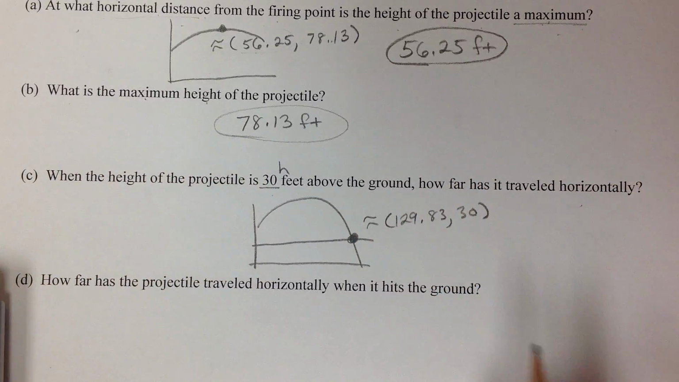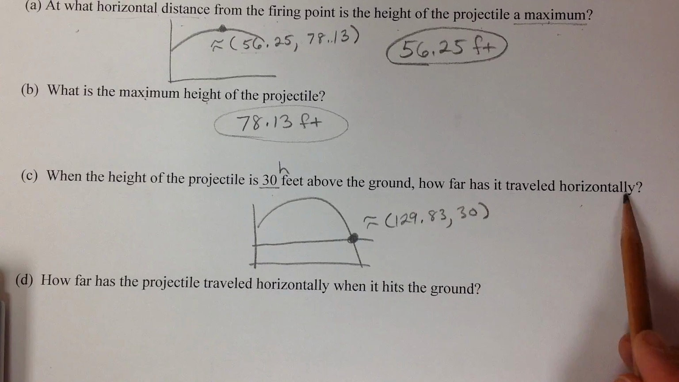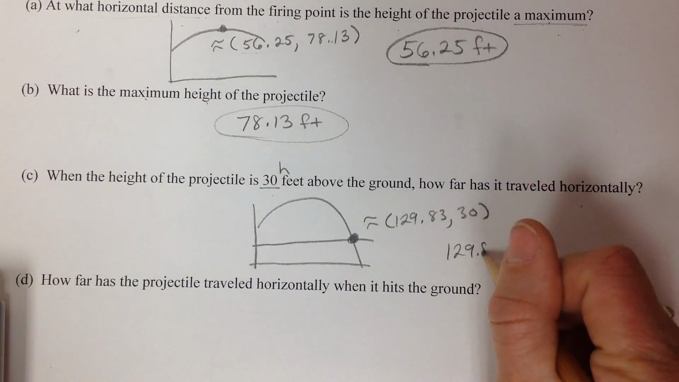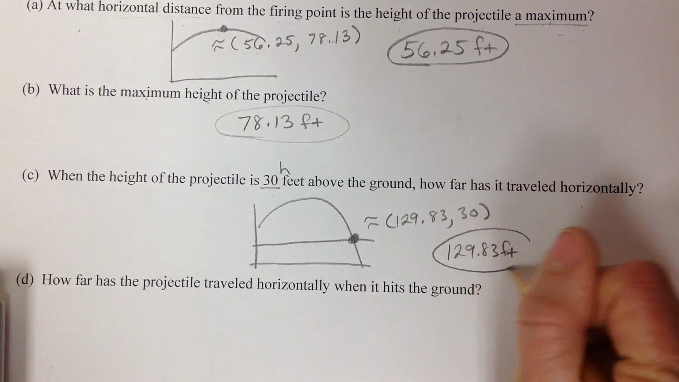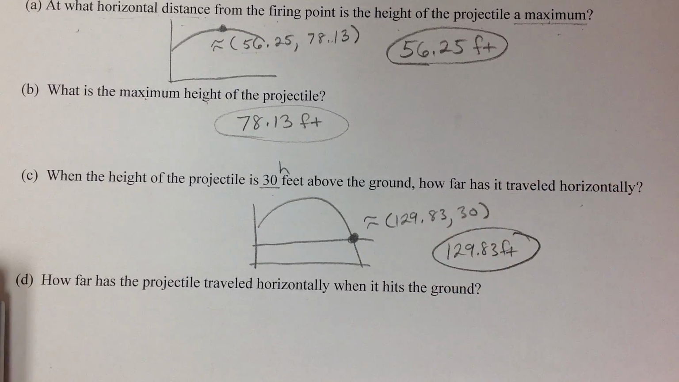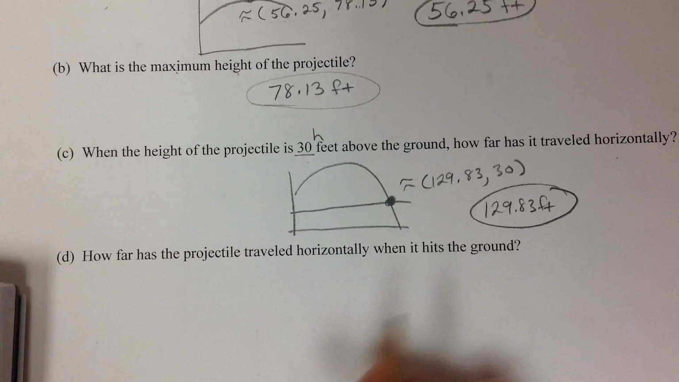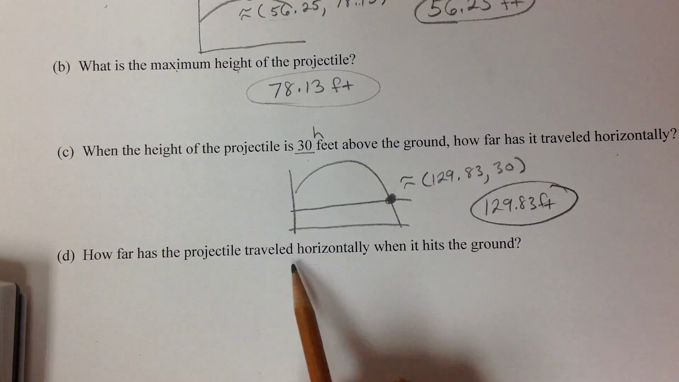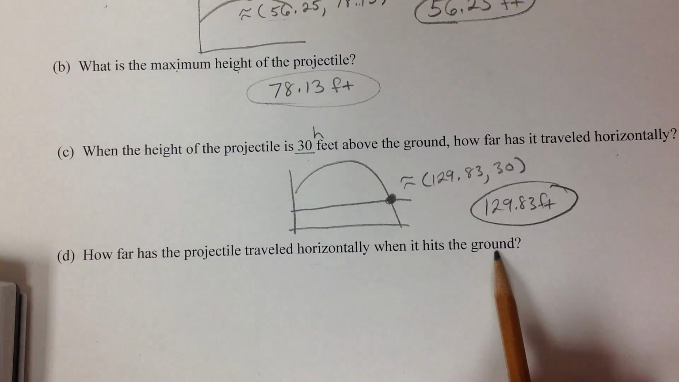Now which one do I want? Traveled horizontally. Again, that's the x value. So this is 129.83 feet after our rounding. Okay, the last one, how far has it traveled horizontally? So again, that's asking for the x when it hits the ground.